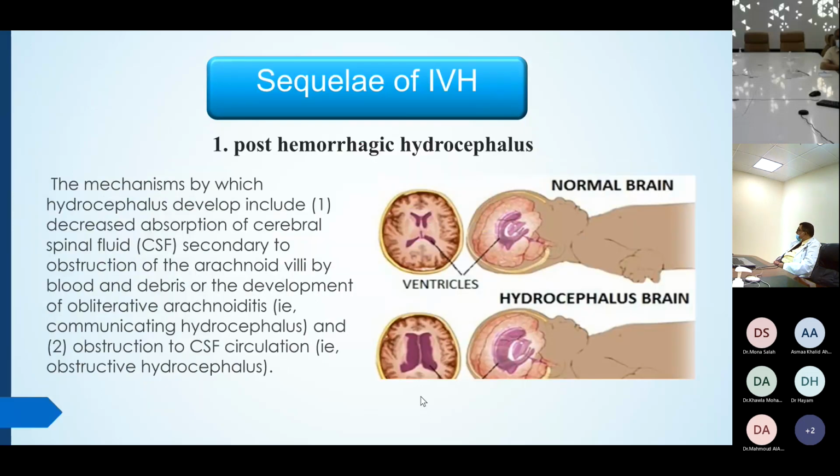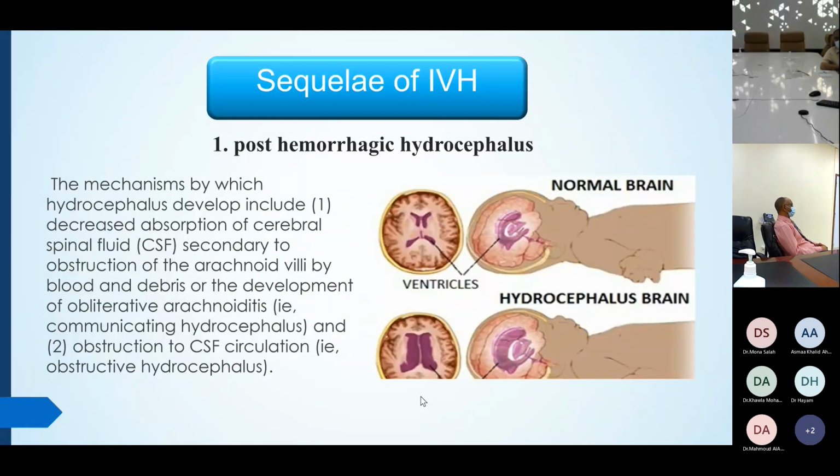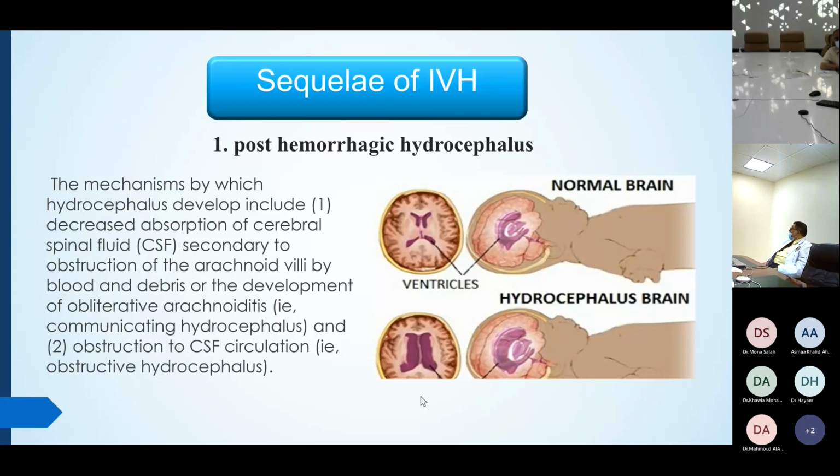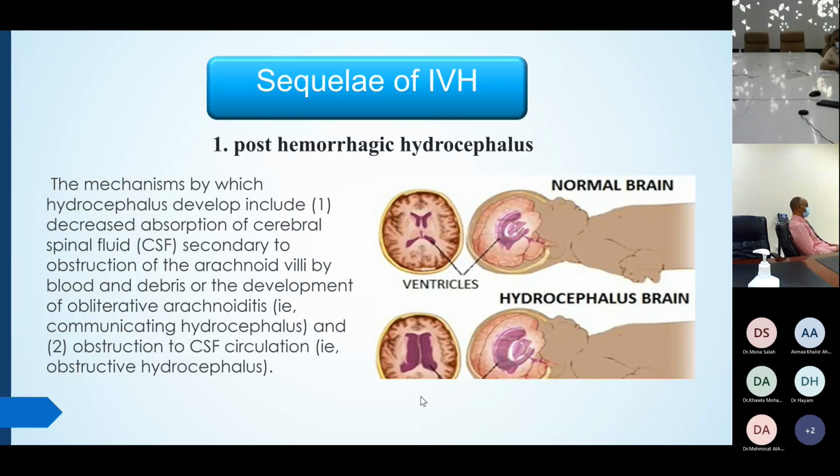So what are the major sequelae of IVH? The first one is post-hemorrhagic hydrocephalus. I will not talk about this in detail, just to mention the mechanism by which hydrocephalus develops. There is decreased absorption of CSF, secondary to obstruction of arachnoid villi by blood and debris of the hemorrhage. So it will be communicating hydrocephalus. And the other type is obstruction of CSF circulation, obstructive hydrocephalus.